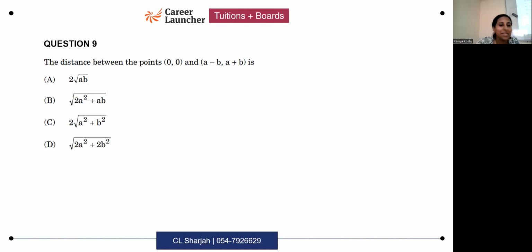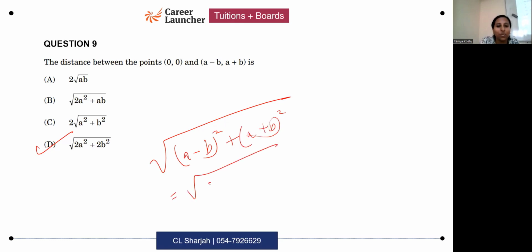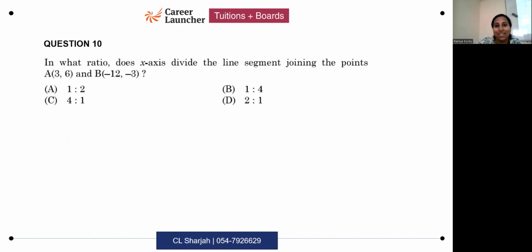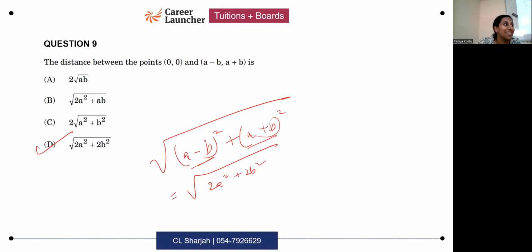Yeah, it's D. C and D are not the same. Root of (a minus b) the whole square plus (a plus b) the whole square. You will get root of 2a square plus 2b square. (a minus b) the whole square is a square minus 2ab plus b square. This is a square plus 2ab plus b square. Minus 2ab plus 2ab will cancel. So you will get root of 2a square plus 2b square.